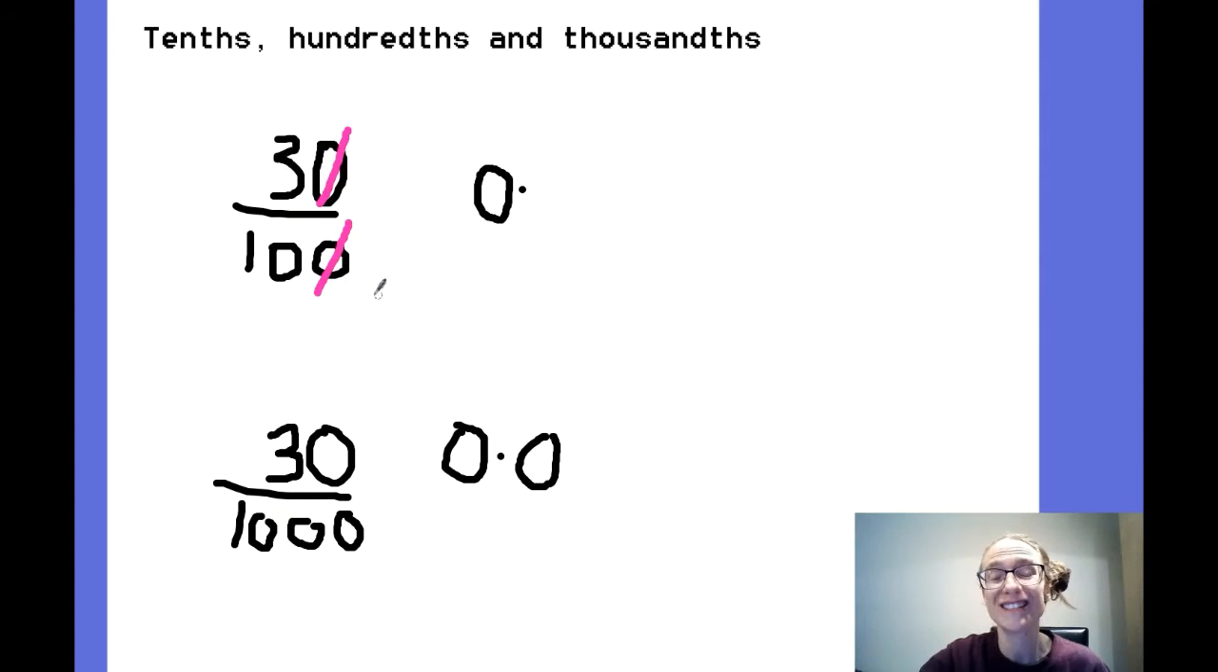And I can work out that 30/100ths is the same as 3/10, 0.3. And the same thing here. Divide by 10, 30 divided by 10 is 3. 1,000 divided by 10 is 100. So I know that 30/1,000ths is the same as 3/100ths.